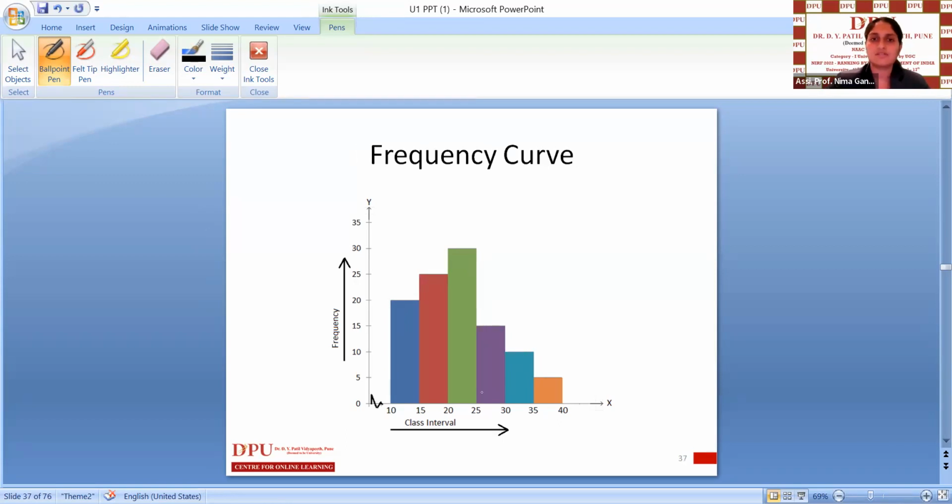Then we have the frequency curve. In the same way, we find the midpoints here. And instead of joining them by straight lines, when you join them by a curve, whatever you get is your frequency curve. So this is your frequency curve.